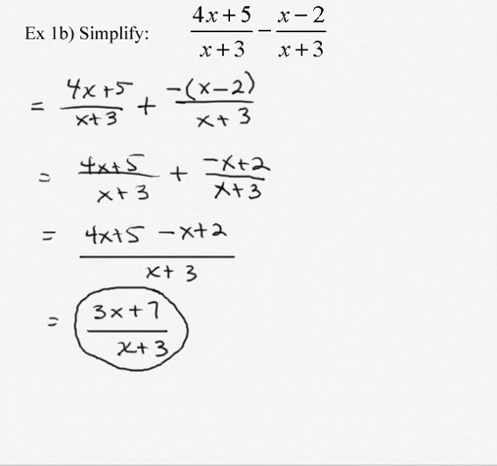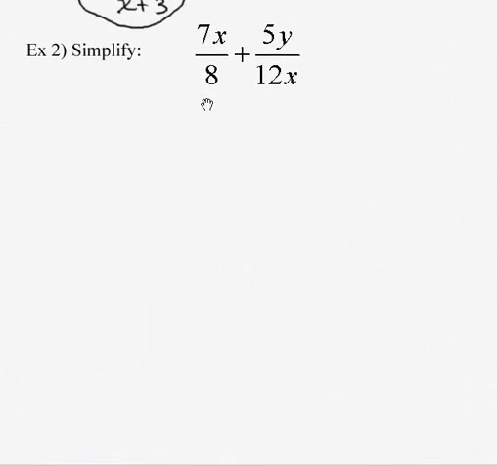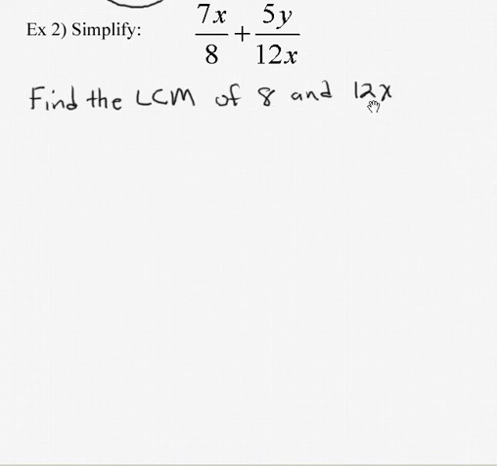For example 1b. All right, let's start out with something where the denominators are different. 7x over 8 plus 5y over 12x. First step is to find the least common multiple of 8 and 12x. And since we're referring to the denominators, we will find the LCD, least common denominator.